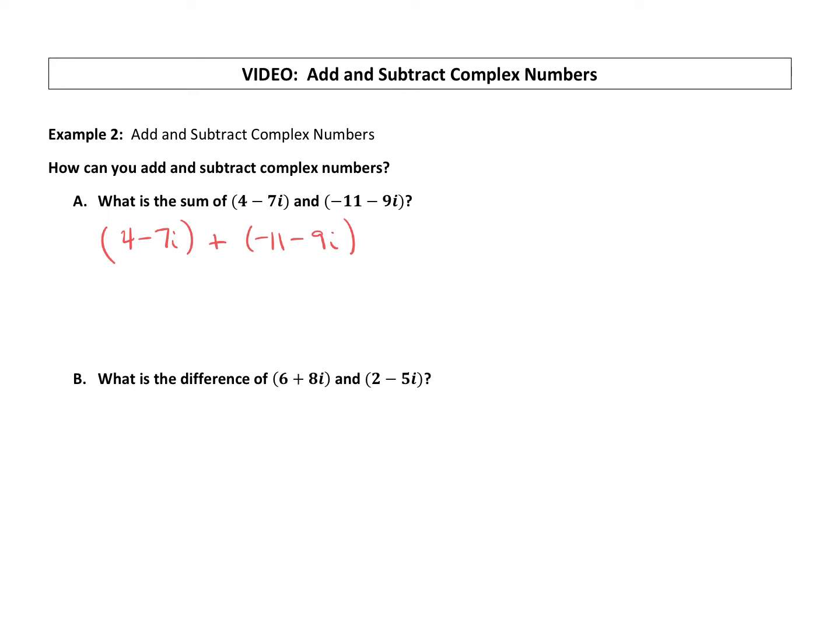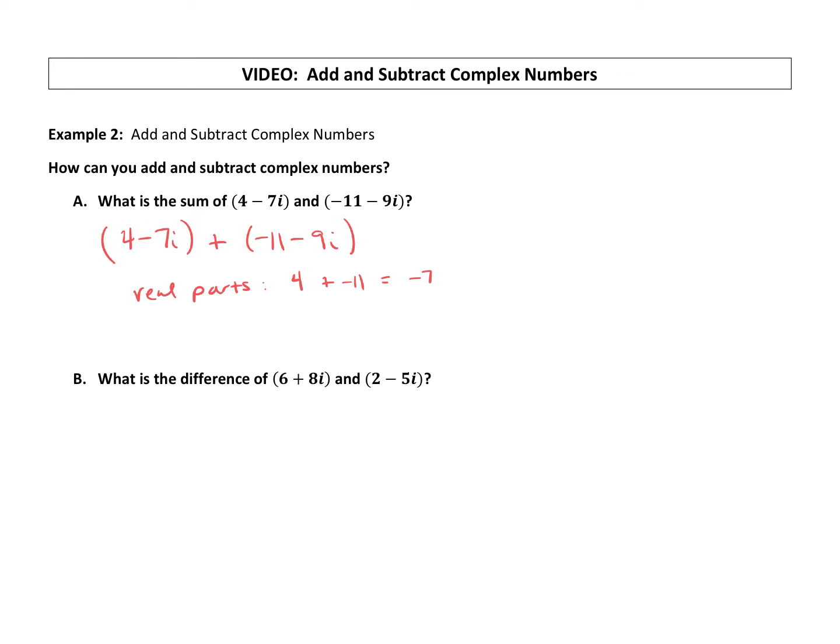So what we're going to do is add the real parts together. The real parts are the 4 and the negative 11. So 4 plus negative 11 gives us a negative 7.